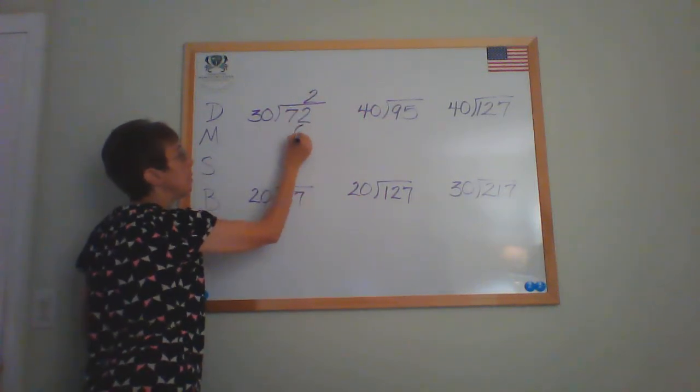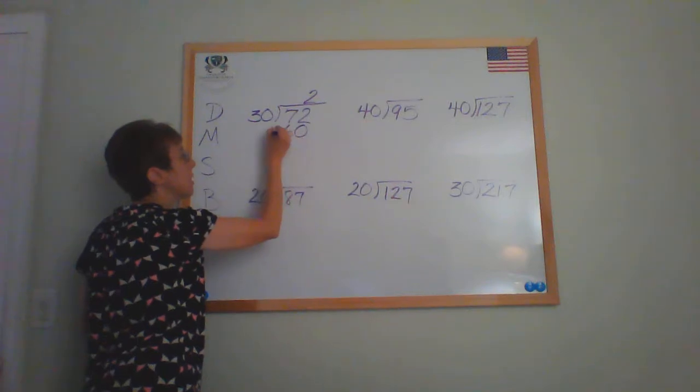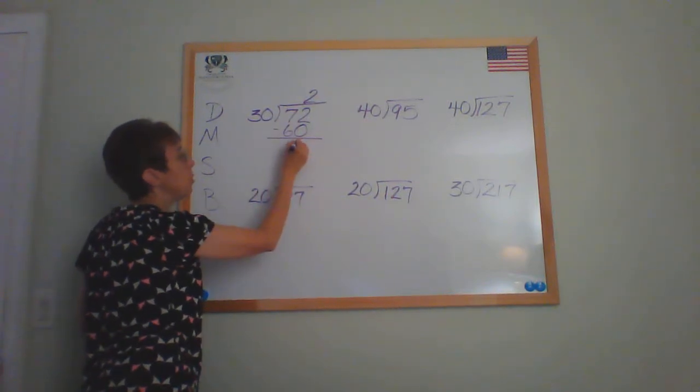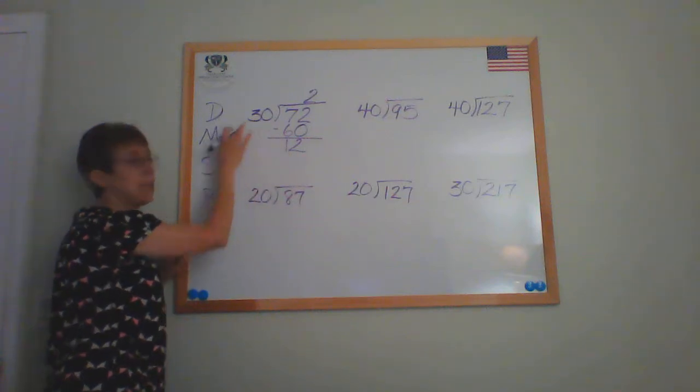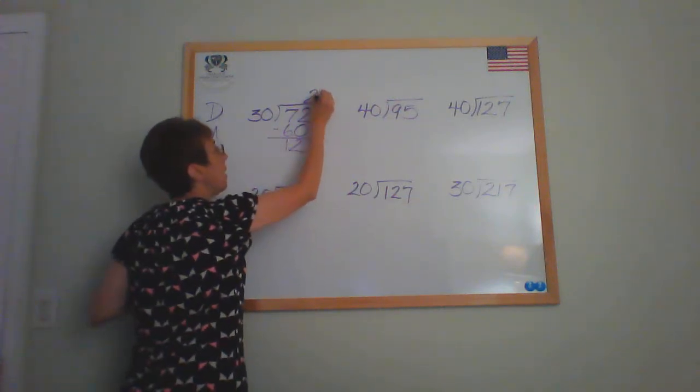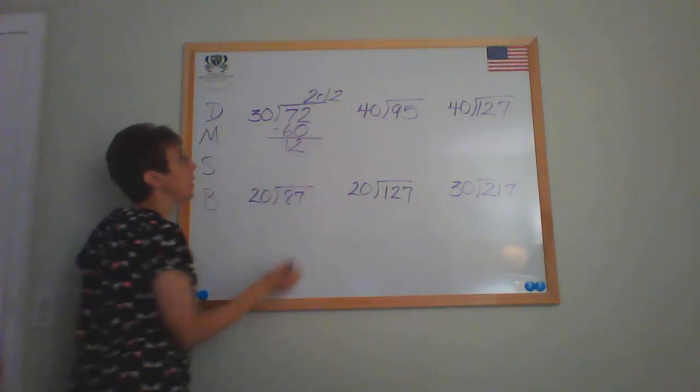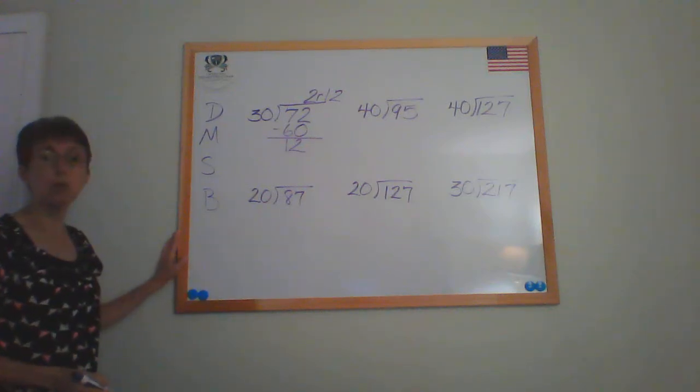2 times 0 is 0 and 2 times 3 is 6. 72 minus 60 equals 12. 12 is less than 30, so we can have that as a remainder. And our answer is 2 with a remainder of 12.